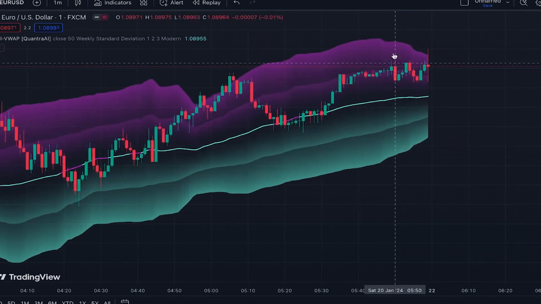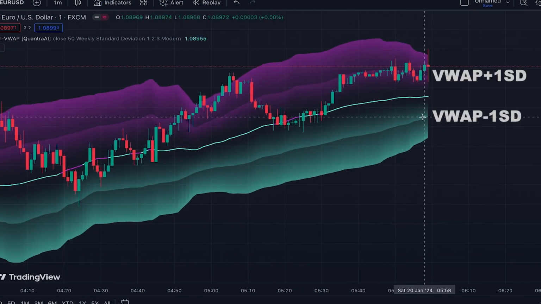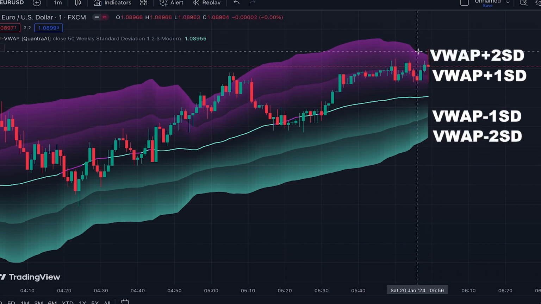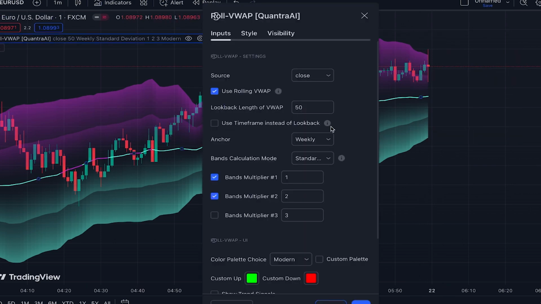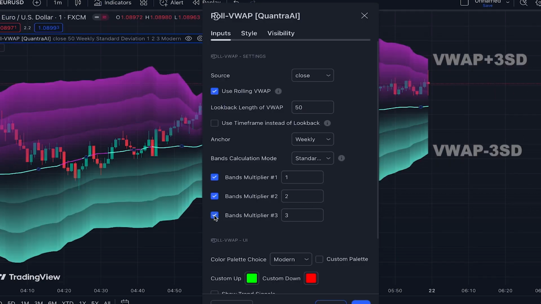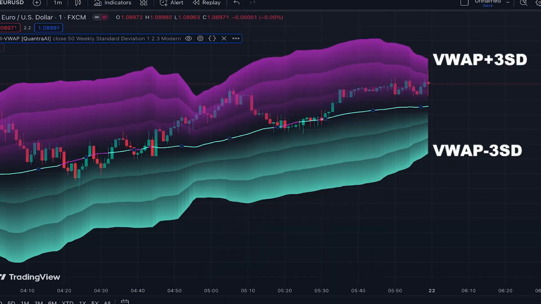These lines above and below the VWAP line are based on standard deviation. These two lines are one standard deviation from the VWAP line, and these two lines are two standard deviations from the VWAP line. We can also add three standard deviation bands to the chart here in the settings of the indicator with the help of this option, which you can use depending on the trading strategy you're going to use.